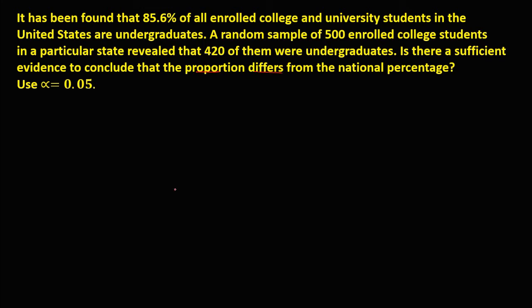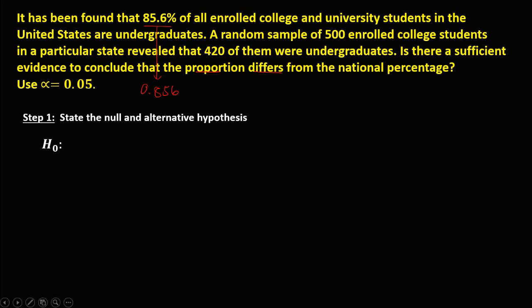We're going to solve this problem using the steps in hypothesis testing. For step 1, we need to state the null and the alternative hypothesis. For the null hypothesis, since we have 85.6%, converting this to decimal gives 0.856, and this is the population proportion. So we assume that the population proportion is equal to 0.856.